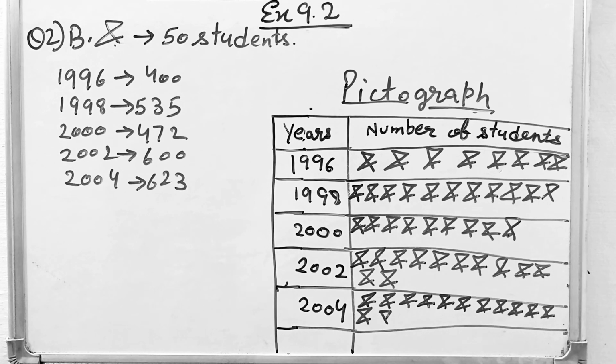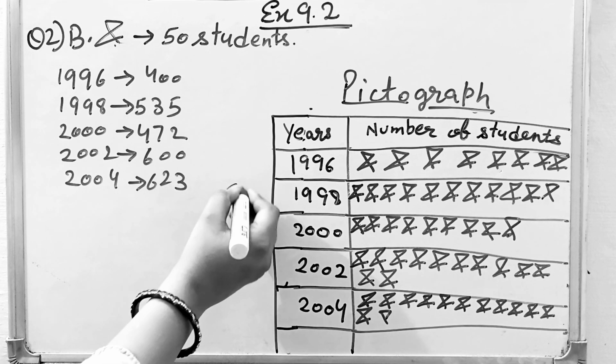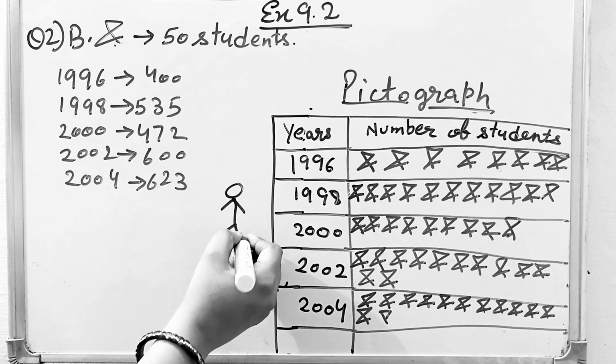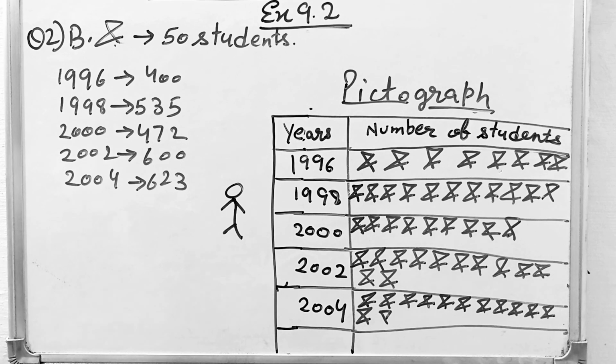Now in the second part, they are also asking you to tell which pictograph was more informative. The one which you had drawn in part A or the one which you had drawn in part B. That means the previous pictograph which we had drawn with the symbol this and this pictograph. So which pictograph is more informative? So what will be our answer for that?